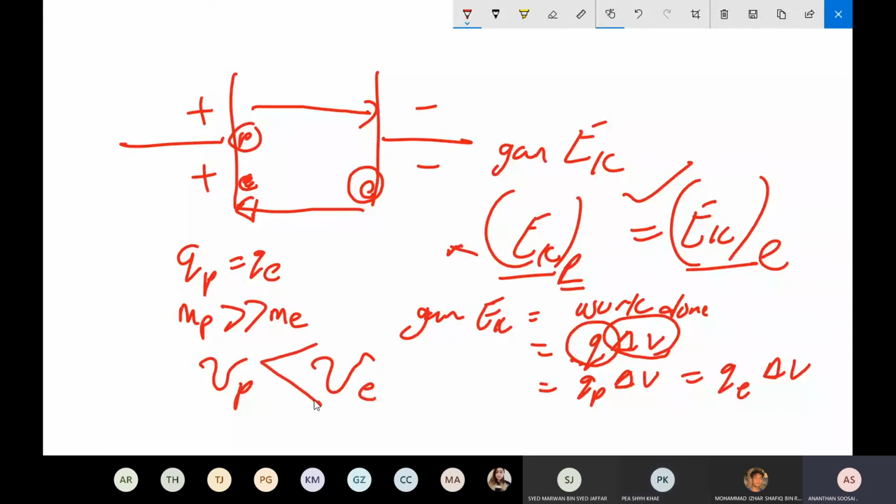Of course, the velocity of the electron is going to be far bigger than the velocity of the proton because of smaller mass. Because the mass of the electron is far smaller than the mass of the proton, the electron will have a greater velocity. Okay, good. This is the one question.